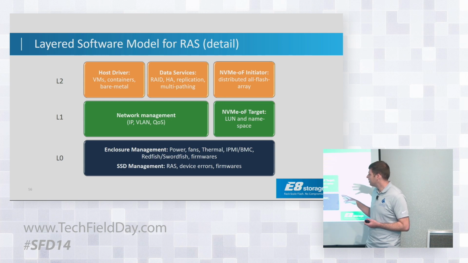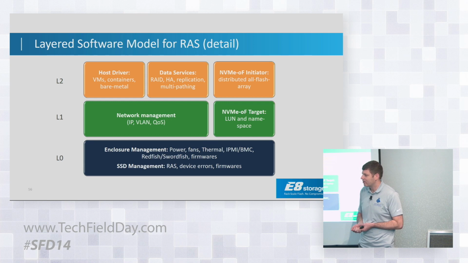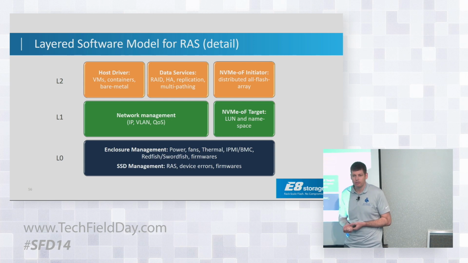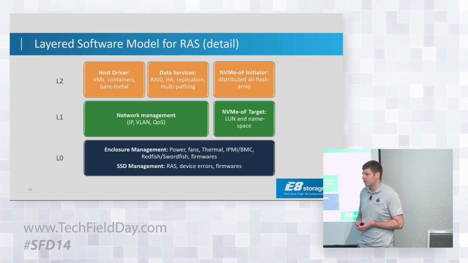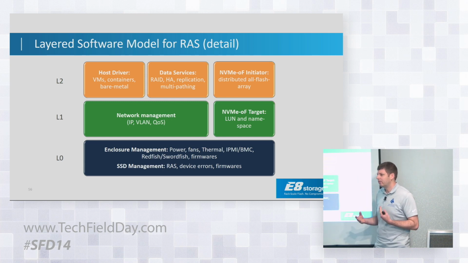In network management, basic things, you need to set up IP addresses on the box. You may need to set up VLAN. You may need to set up network quality of service, like traffic classes and priorities. There's various RoCE options that you may or may not use. Things that relate to the topology.